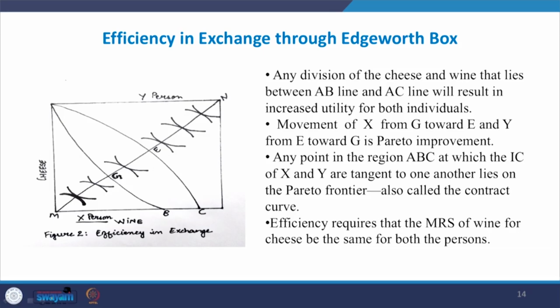So, any point in the region A, B, C at which the indifference curves of X and Y are tangent to one another lies on the Pareto frontier, and they are called the contract curve. Efficiency requires here that the marginal rate of substitution between wine and cheese should be the same for both persons, at the point where the slopes of both indifference curves are tangent to each other.